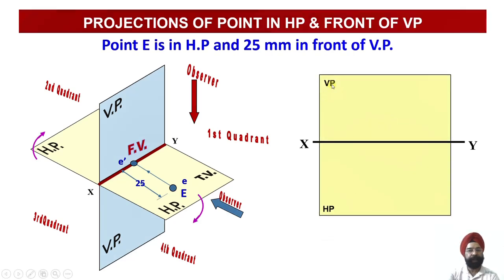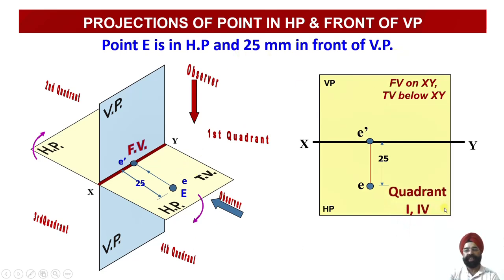This is my vertical plane, this is my horizontal plane. Here I get my XY line. So front view, since the point was lying on HP, front view lies on the XY line, and my top view will lie 25 mm below my front view. So this is a situation where a point is lying in quadrant 1st and quadrant 4. So these are the projections of the point E, which was lying on HP and in front of VP.